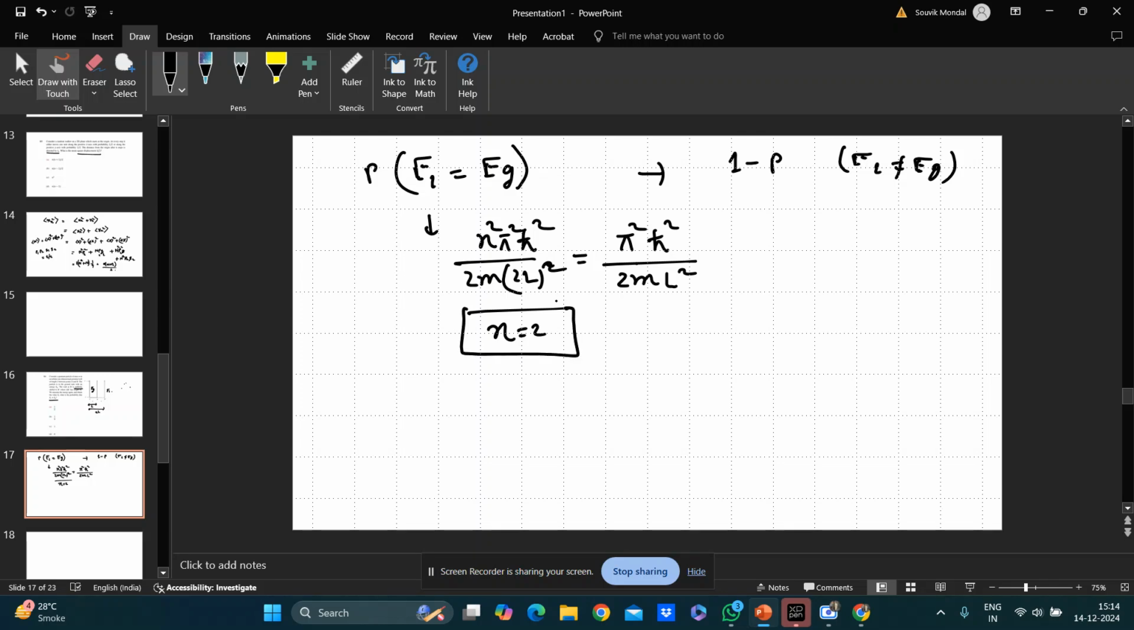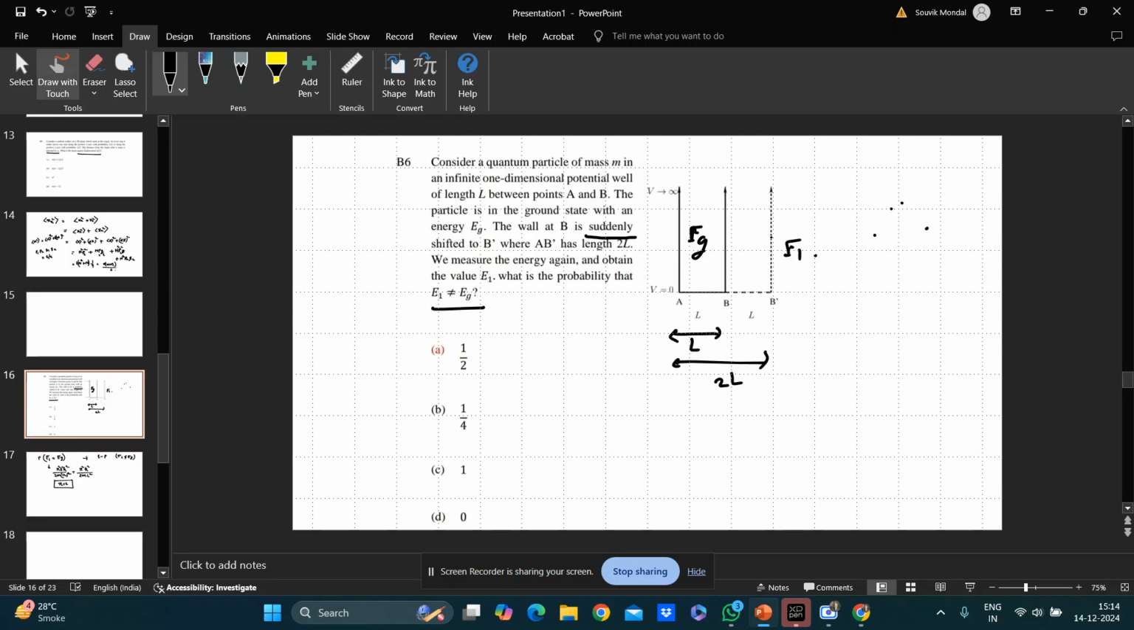So this states that when the length is 2L, the wave function for this one-dimensional potential well, whose length is 2L, should be the second state. Okay, I mean the first excited state. That is root under 2 by 2L sine 2 pi x by 2L. Okay, so for n equal to 2, that is 2 pi x by 2L. So this is the wave function.